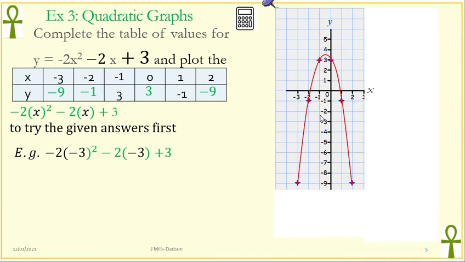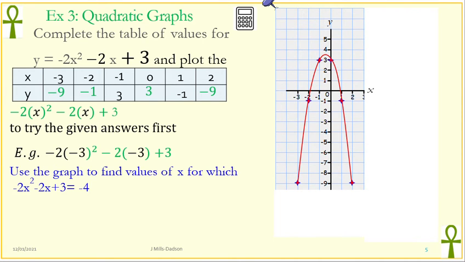Okay, now let's look at, we are supposed to use the graph to find the values of x for which -2x squared minus 2x plus 3 equals -4. When question like this is given to you, double check the original function. Minus 2x squared is still minus 2x squared. Minus 2x is still minus 2x. Plus 3 is still plus 3. And this whole thing equals y. And this whole thing is exactly what is here.